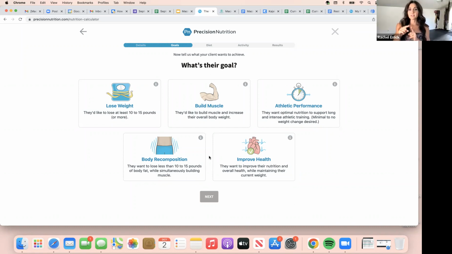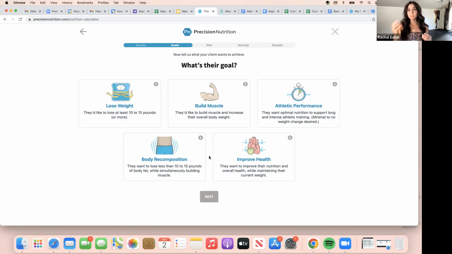Building muscle means you're going to be in an energy surplus, so it's going to suggest more calories than what this computer thinks that you actually need. Athletic performance, I'm assuming, is more for people who are athletes, like professional athletes or weekend warriors, and they just want to eat to support their athletic goals. Body recomposition is one where you don't have a lot of weight to lose, or you don't really care what the scale says.